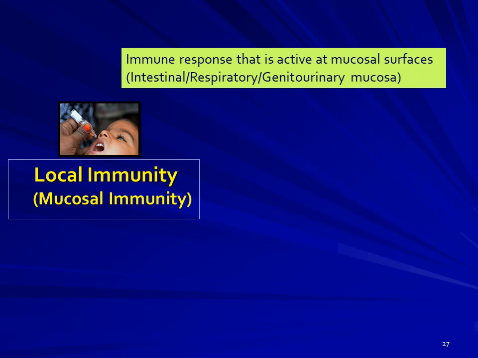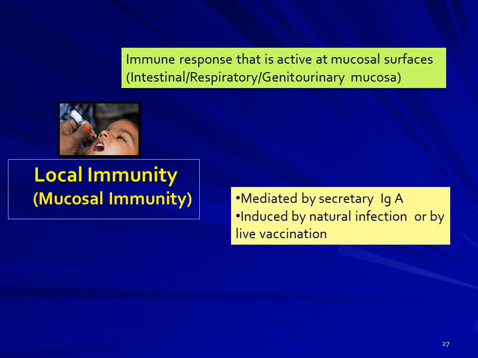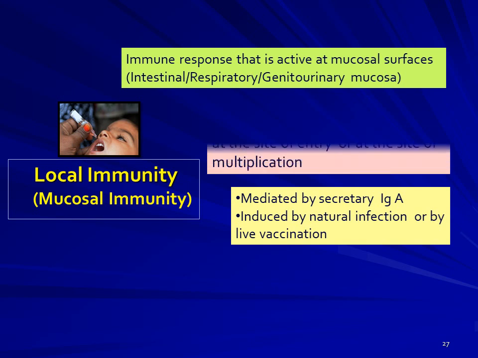And the next important concept is local immunity or mucosal immunity. This is the immune response that is active at mucosal surfaces. By means of submucosal lymphocytes, all the mucosal surfaces will be immunologically active, and these immunologically active cells are present in the mucosal surfaces of the intestine, respiratory tract, and genitourinary mucosa. And in these mucosal surfaces, the immunity is mediated by secretory IgA, which is induced by natural infection or by live vaccinations.